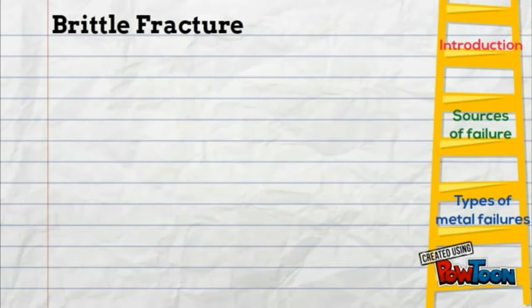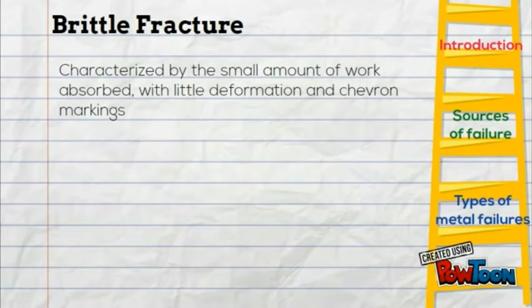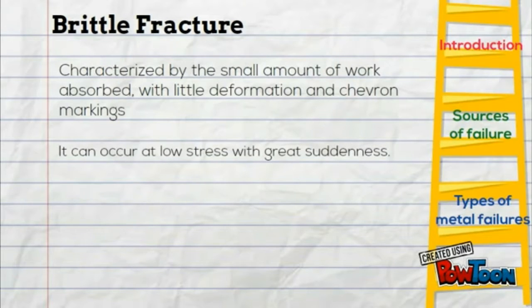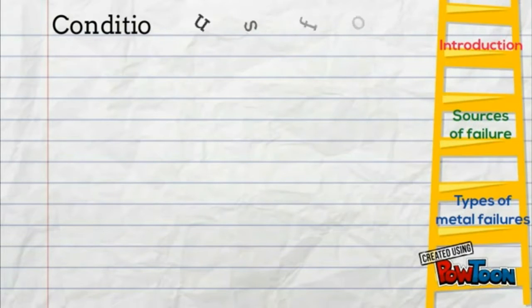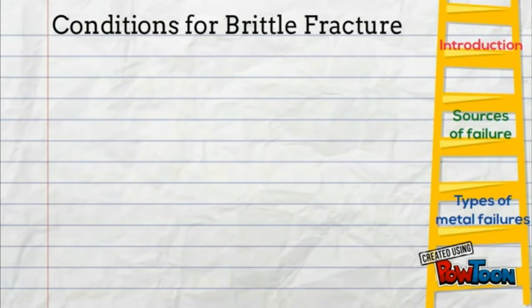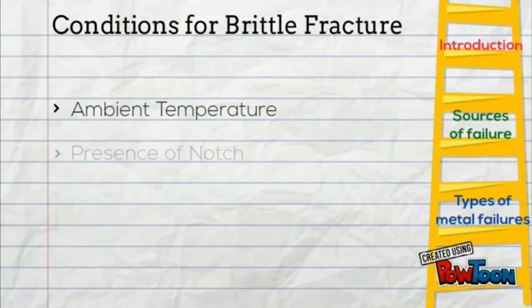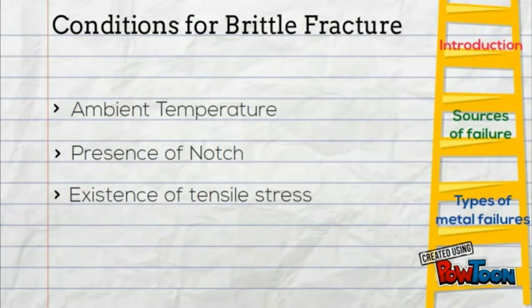And now we get to brittle fracture. Brittle fracture is categorized by the small amount of work absorbed, with little deformation and chevron markings. It can occur at low stress with great suddenness. Several conditions are required to produce a brittle fracture. Firstly, the ambient temperature must be below the transition temperature. Secondly, there must also be a notch present due to the severe stress concentration. Lastly, there must also be the existence of a tensile stress.